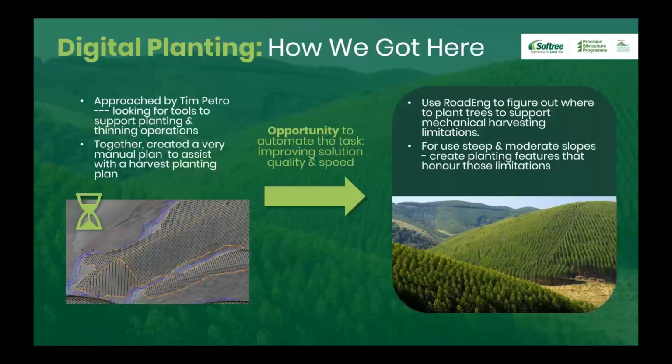So can we automate that task to not only improve the speed at which we're able to generate that digital planting plan, but to also improve the solution quality? And that's kind of where we are today. We have a new tool inside of RoadEng that you can use to figure out where to plant trees, to support mechanical harvesting limitations, of course, for use on steep and moderate slopes. And we're able to create planting features that really do honor those limitations.